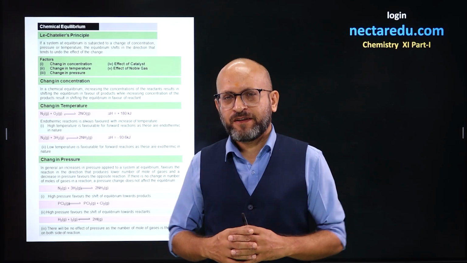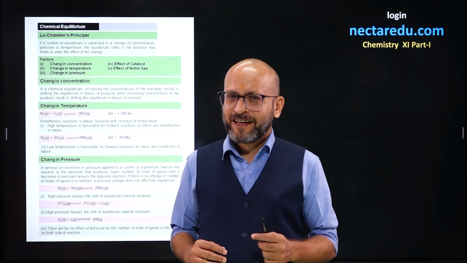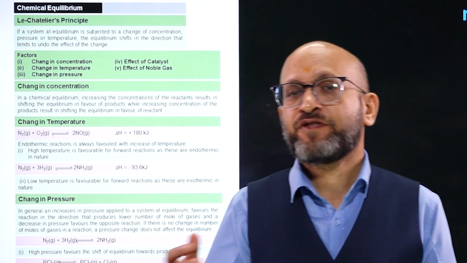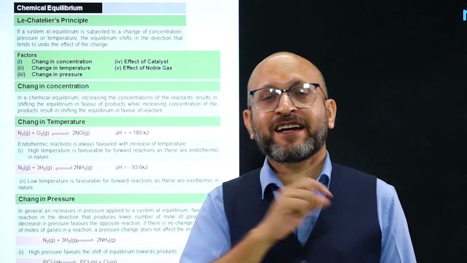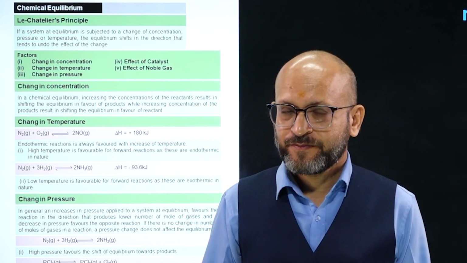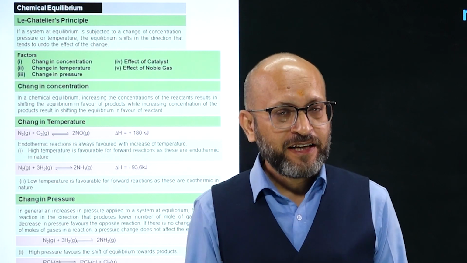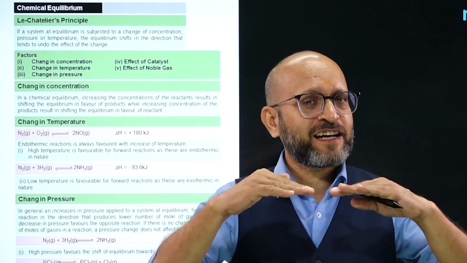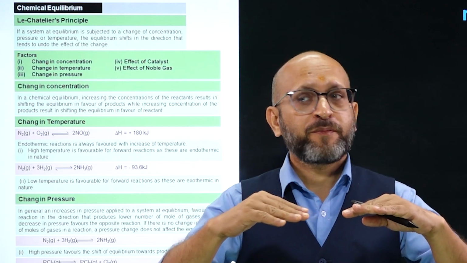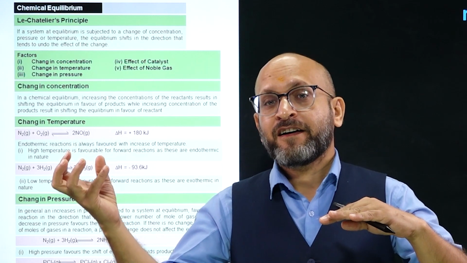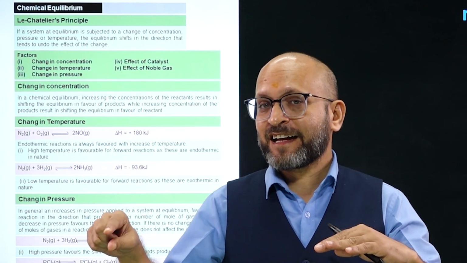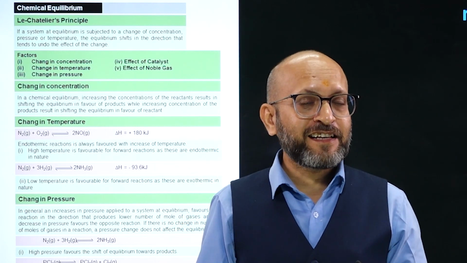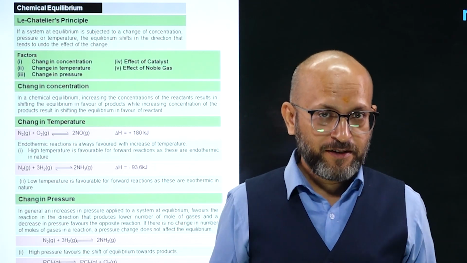Le Chatelier principle. Le Chatelier principle says if a reaction is at equilibrium, then whatever change we do, the reaction proceeds in a direction to cancel that change, right? So what does that mean? That means if you change something, the reaction wants to remain at equilibrium. If you add reactant, the reaction wants to finish that reactant and reach the original position, right? It wants to maintain the equilibrium constant.